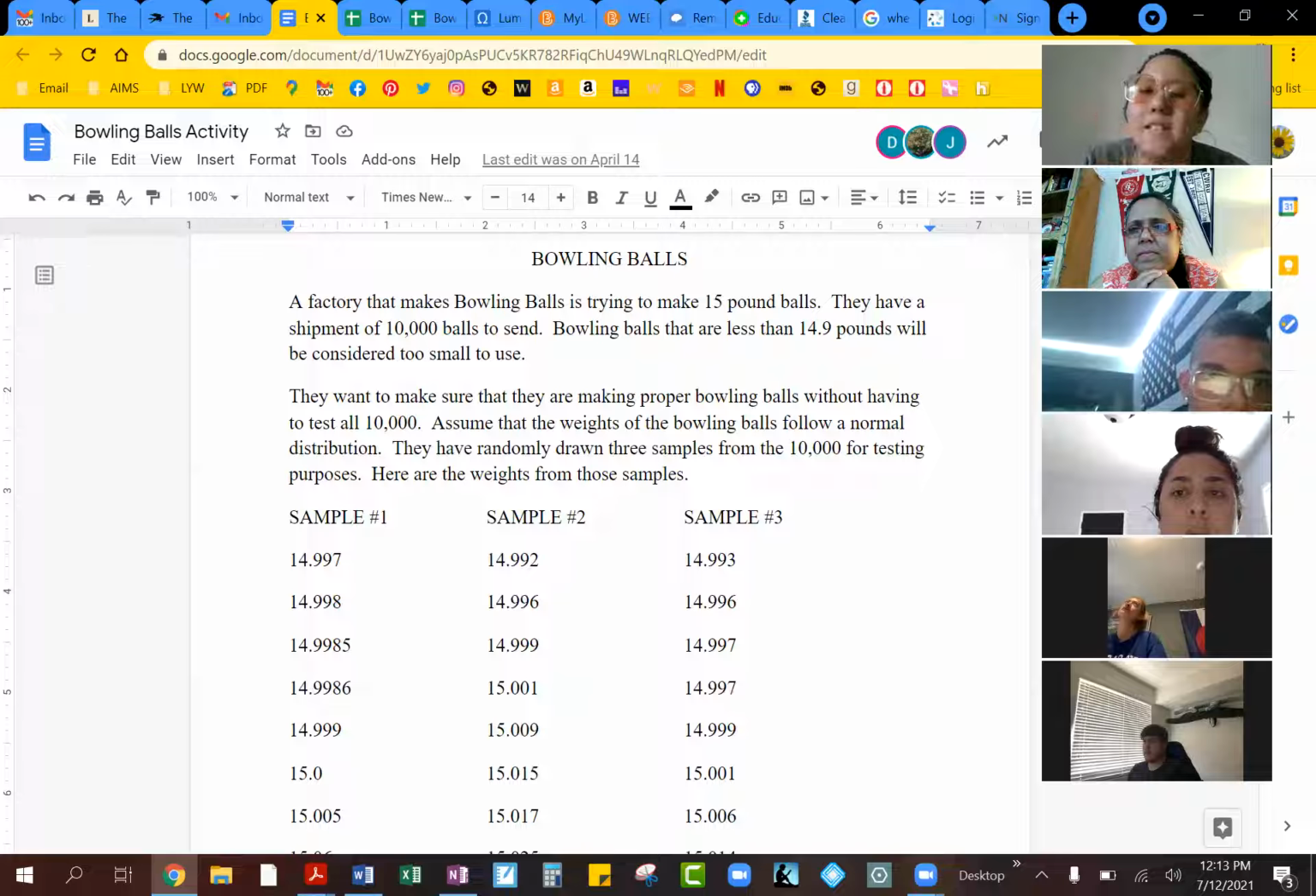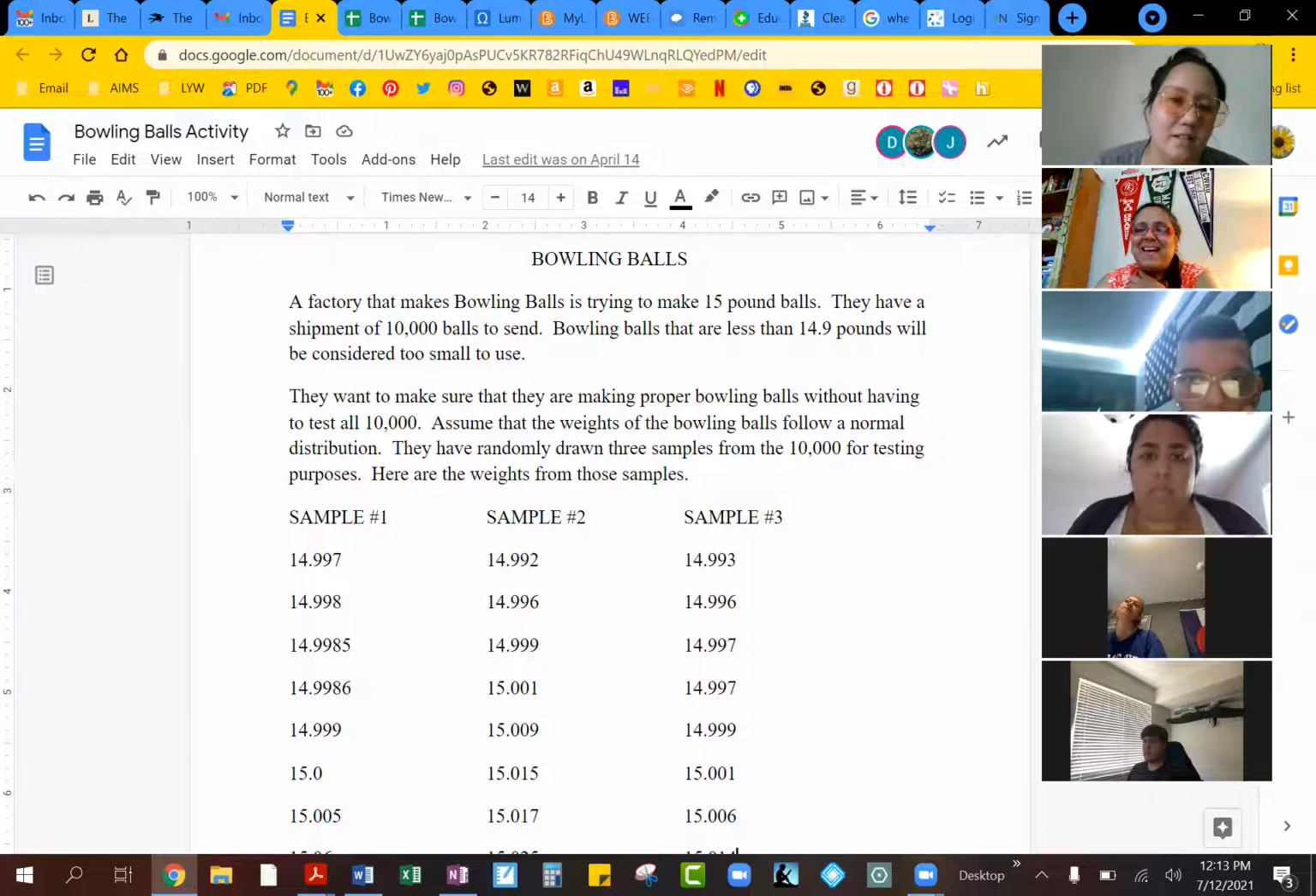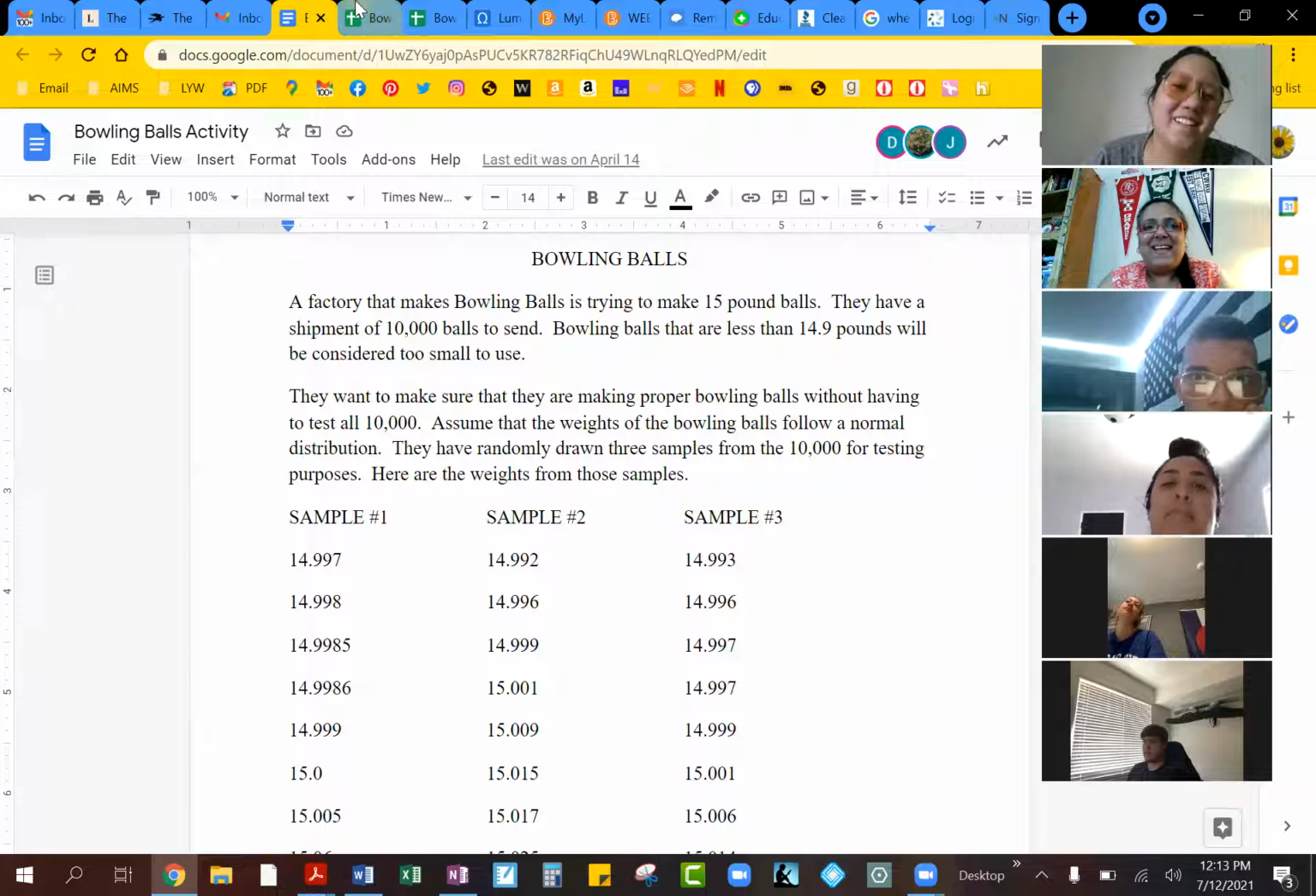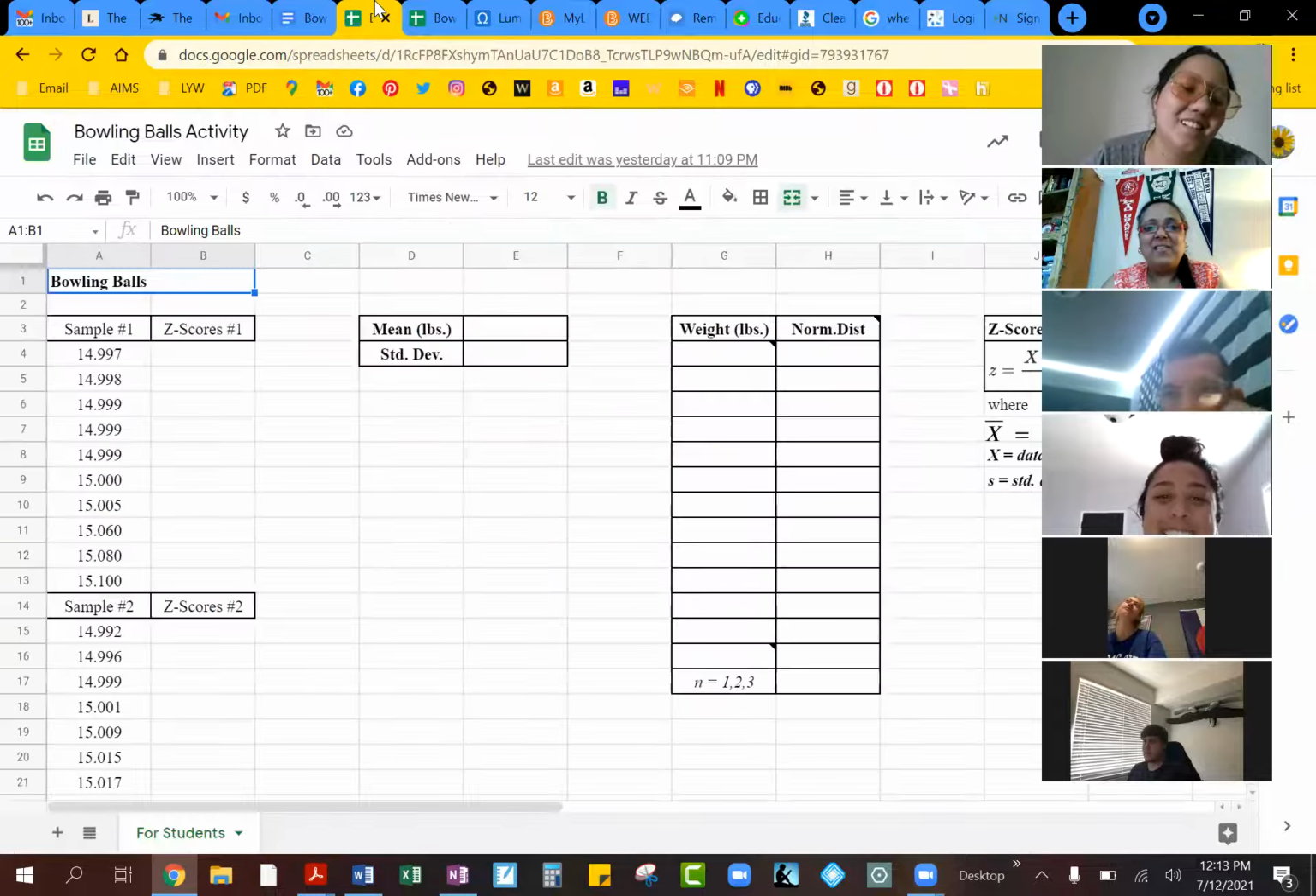In the problem, it says that if it's less than 14.9, then they won't send it. It's considered too small. So would you say the standard deviation is 0.1? Perfect. Very nice. Crystal, what were you going to say? I was going to say 0.1. I was just kind of guessing out loud. Yeah, no, very good.